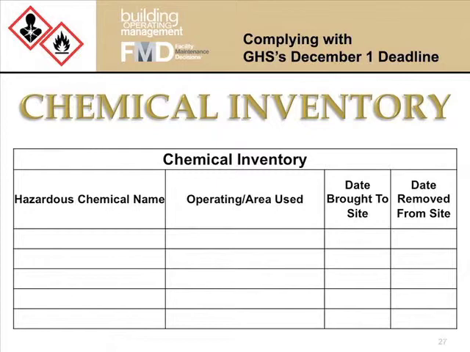Now, this chemical inventory we were talking about before, you used to have to keep an MSDS sheet for as long as the 30 years. Now all you do is list this, and if you use an Excel or similar type spreadsheet, you can put the chemical name, where you used it, when you first brought it on site, and when you removed it from the site. If it's still there, of course, that one stays blank.